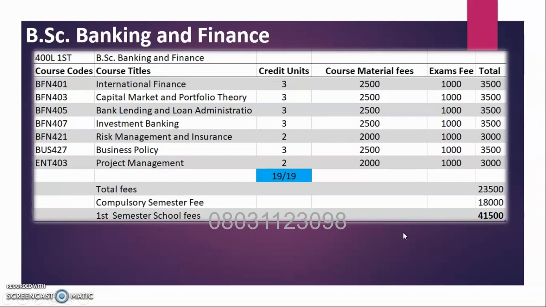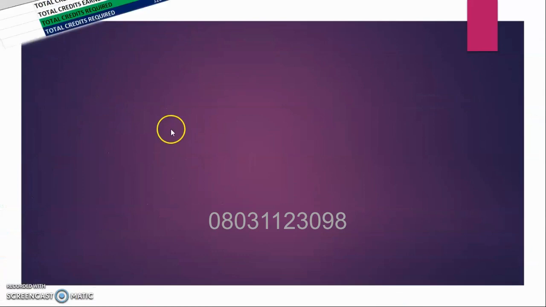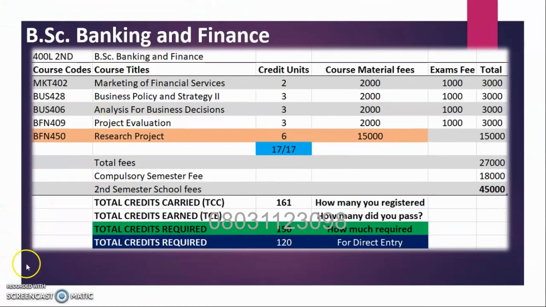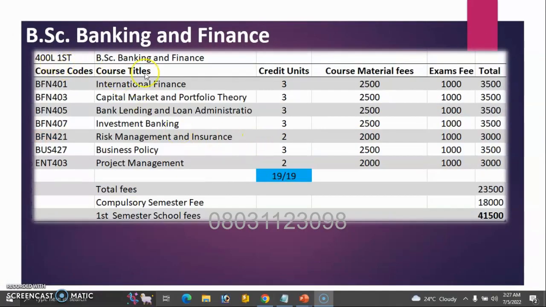Then we have 400 level first semester. And here are the courses you're supposed to register. 19 of 19 means you register all and pass all. So you have 41,500 as your school fees for 400 level first semester. I've explained all of this in previous semesters, and the fees are correct. 3 units 2,500, 2 units 2,000. Yes, that's correct.